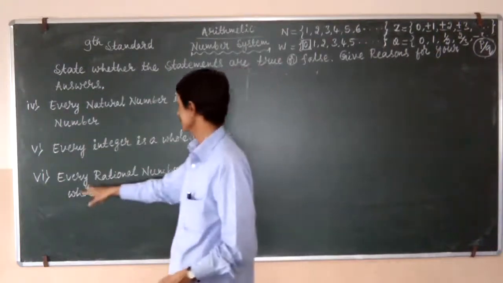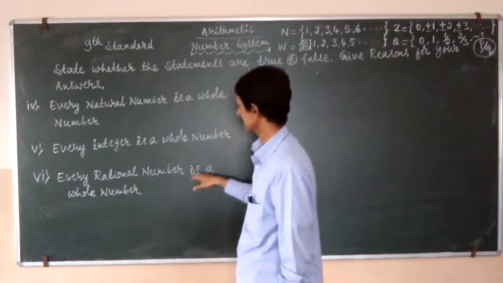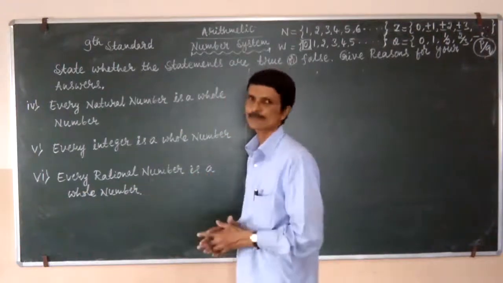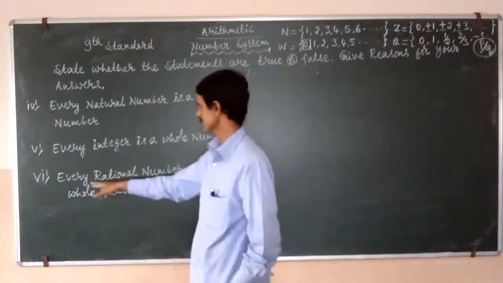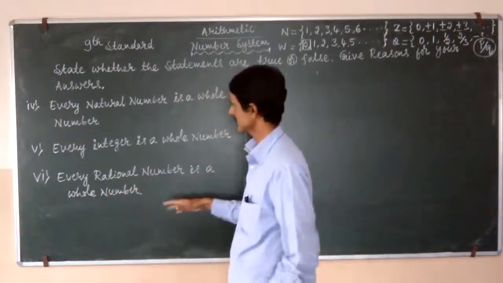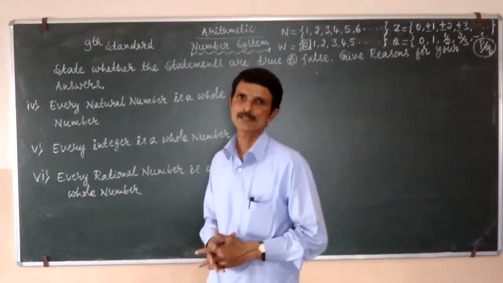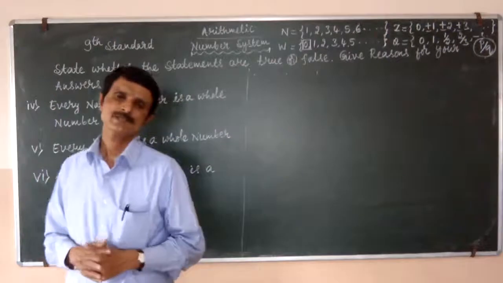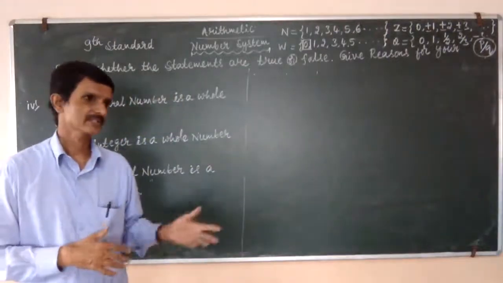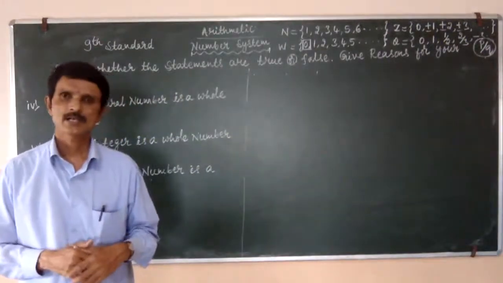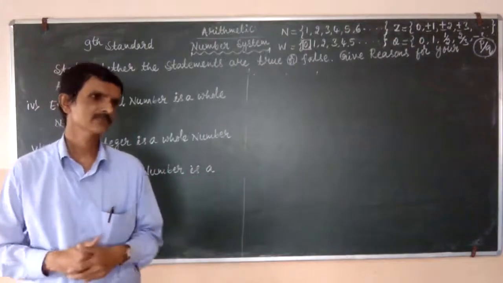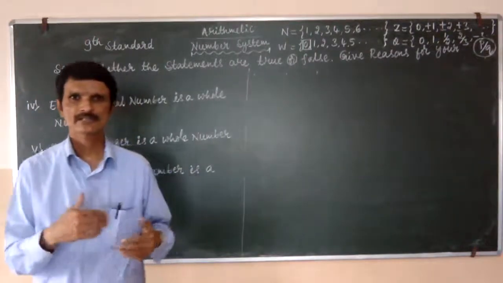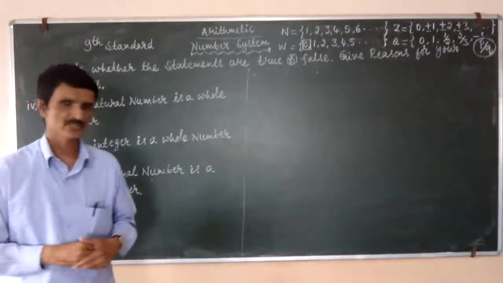So lastly, every rational number is a whole number. Last one is every rational number is a whole number. So try to simplify this statement and give the reasons for every statement. Okay.